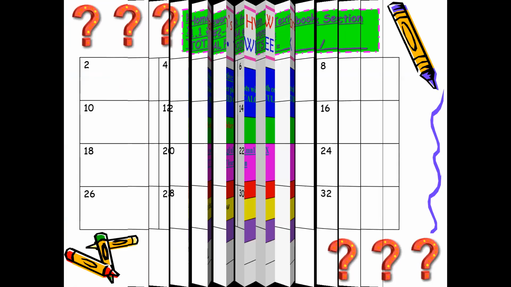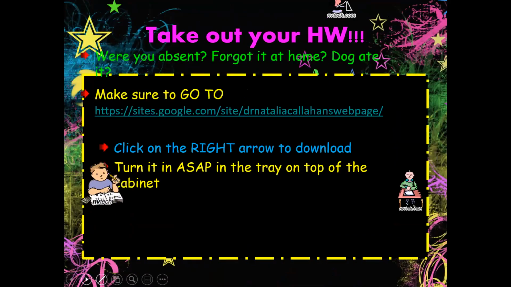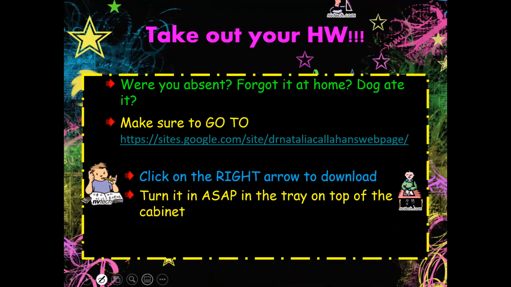All right, so the last time I saw you guys, this is what you should have done. You should have completed my notes. You should have created your own box on Whisker with your 8 different data points. So we're done with that. There was a Quizlet match that you could have done, and then also your homework on the Beatles. All together, you should have those things completed. Make sure you just hold on to them, and when I return on Friday, I will be collecting those and grading them as well.